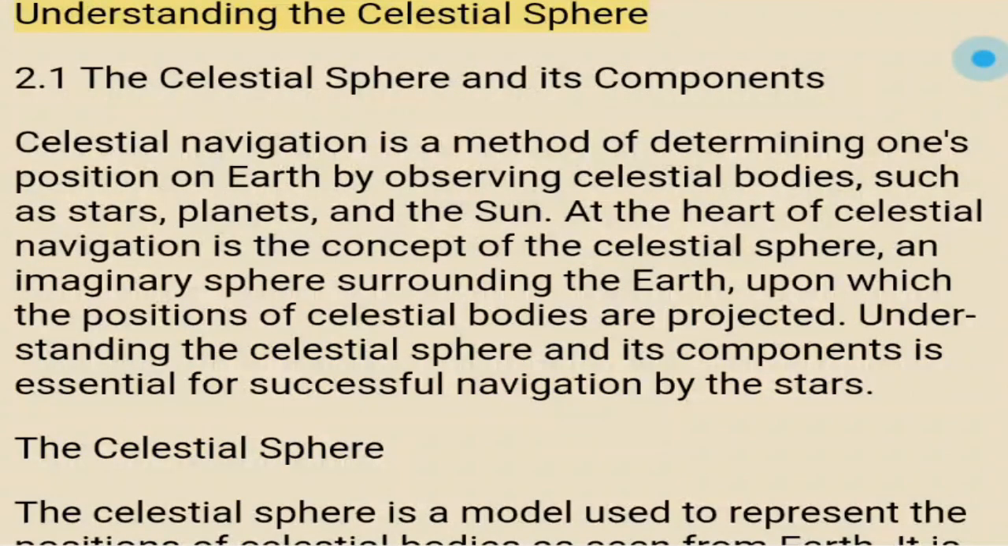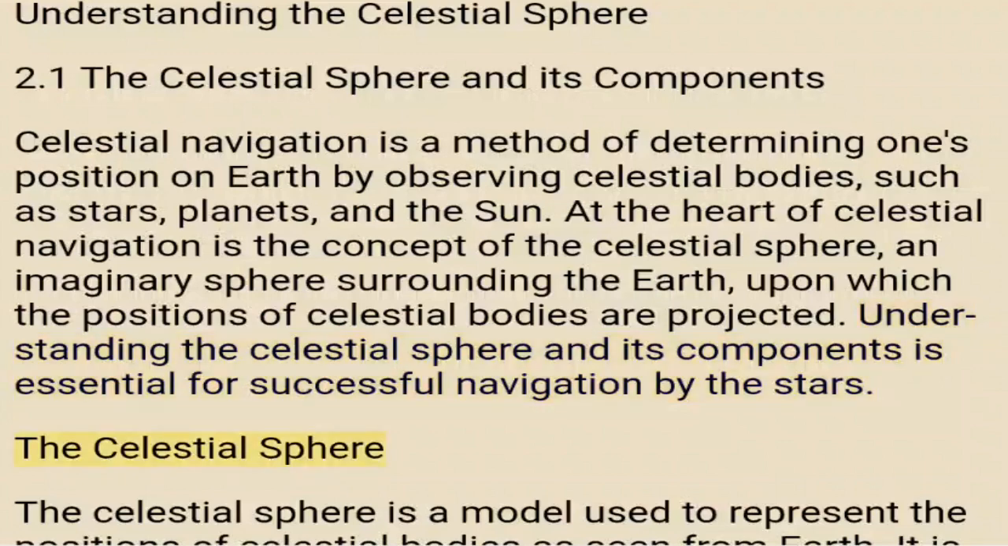2. Understanding the celestial sphere. 2.1 The celestial sphere and its components. Celestial navigation is a method of determining one's position on Earth by observing celestial bodies, such as stars, planets, and the Sun. At the heart of celestial navigation is the concept of the celestial sphere, an imaginary sphere surrounding the Earth, upon which the positions of celestial bodies are projected. Understanding the celestial sphere and its components is essential for successful navigation by the stars.